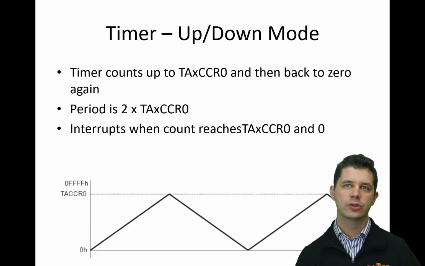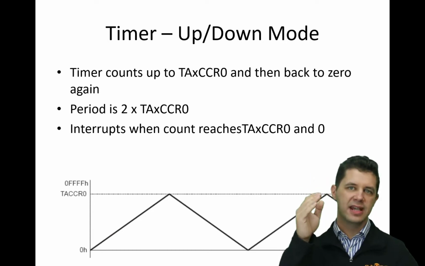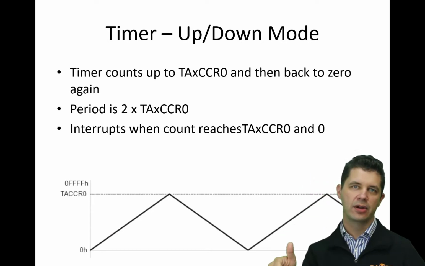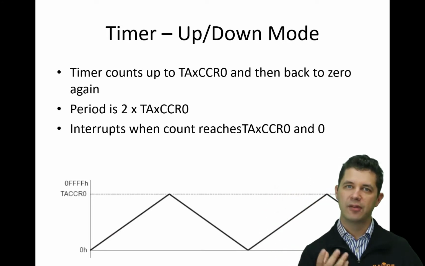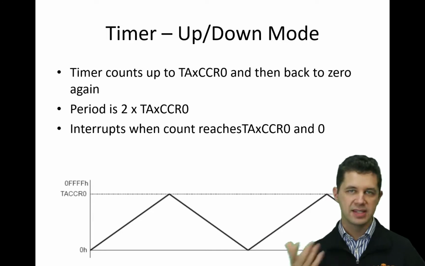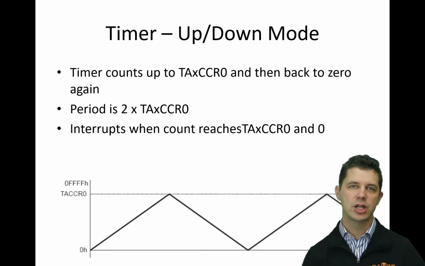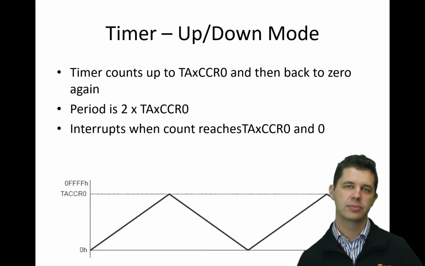Our final type of timer configuration is the up-down mode. So it counts up to whatever's in TA0 or 1, CCR0, and then counts back down to 0. And then counts up and then counts down. You notice in this one we can have a longer period because it's double whatever we've got in TA0 or 1, CCR0. And we can generate interrupts when it reaches the top and when it reaches the bottom as well. Separate interrupts are available for each of those.